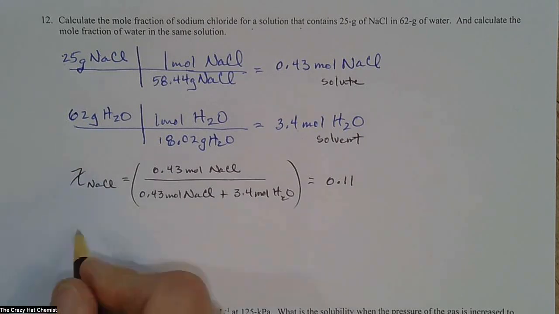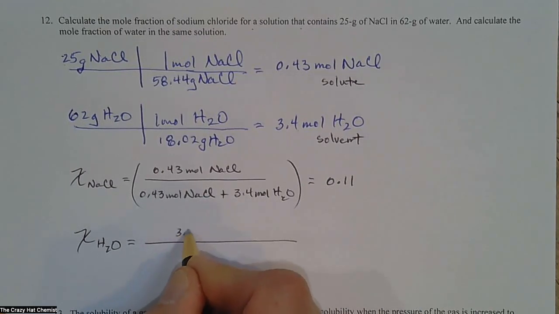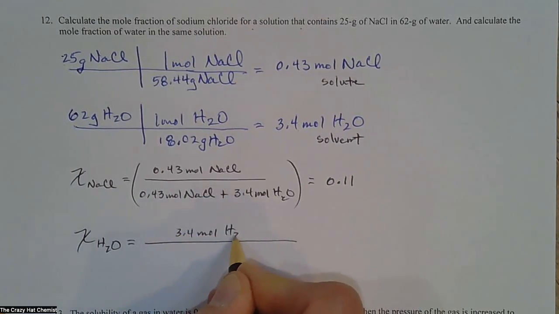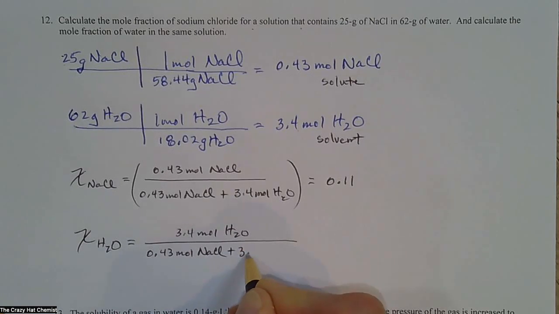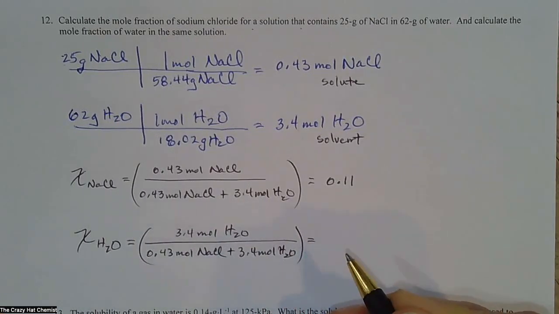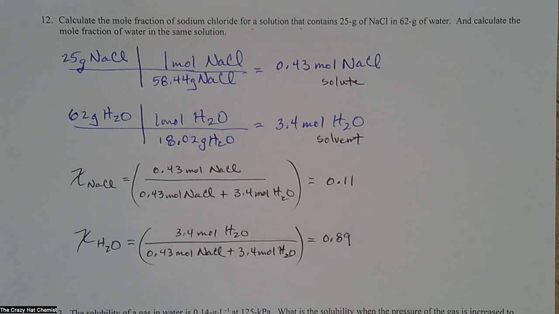Boom, done. Now we're going to get the mole fraction of H2O, and that's going to be the moles of the water, that is 3.4 moles of water, divided by the total moles, so that's 0.43 moles of NaCl plus 3.4 moles of H2O, and that number is going to be 0.89. I'm using 2 significant figures on both of these numbers. All right, and so now I have the mole fraction of both the sodium chloride and the water.